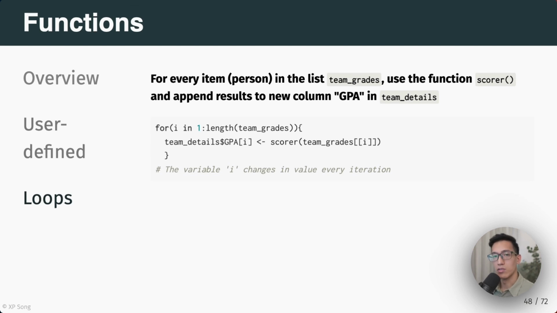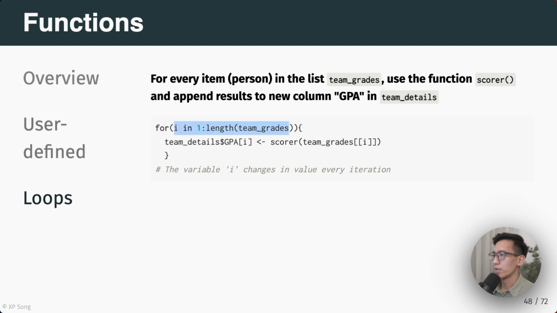Notice that it follows the same general structure as a function. First, you have the name of the function, in this case the for loop, followed by the rounded brackets with inputs, and the calculations are done within the squiggly brackets. In this example, we want to calculate the GPA based on every item or every data frame in the list team grades. And so for every single one of these data frames, we want to use the function scorer to calculate the GPA. So we would output a single numeric value for each item of this list. What we want to do is to append this value to a new column called GPA in team details. Recall that team details is a data frame containing the details for 5 members of the team.